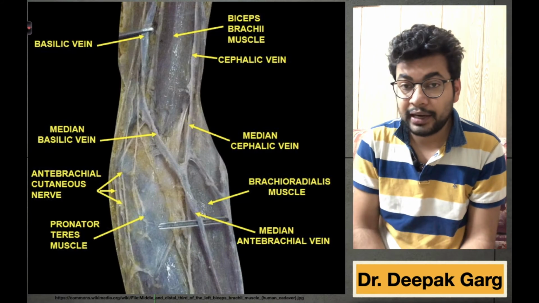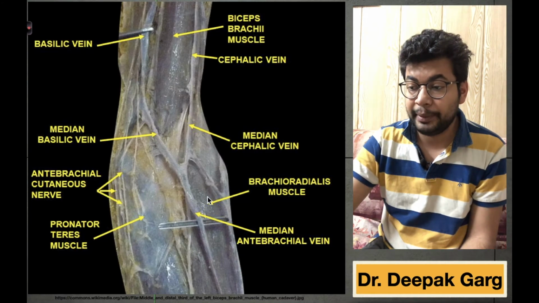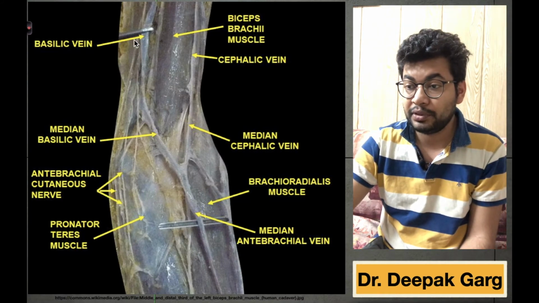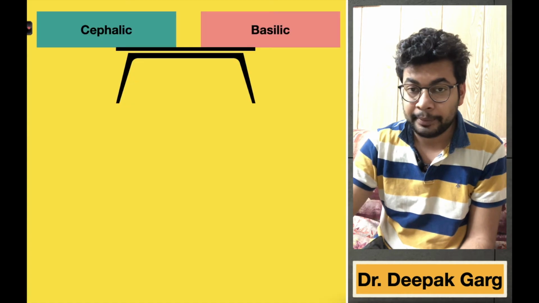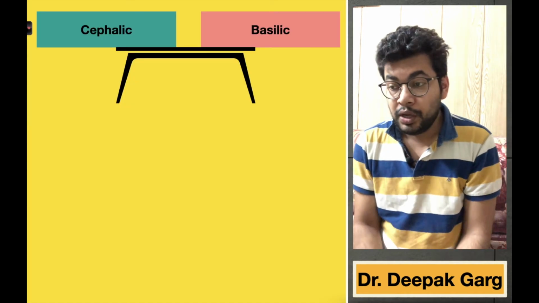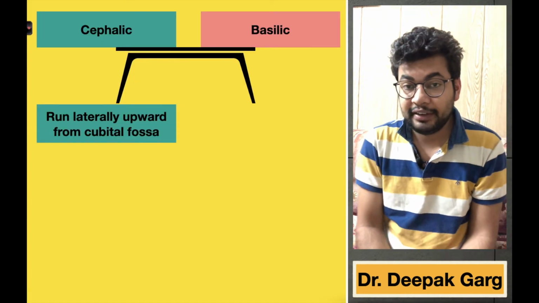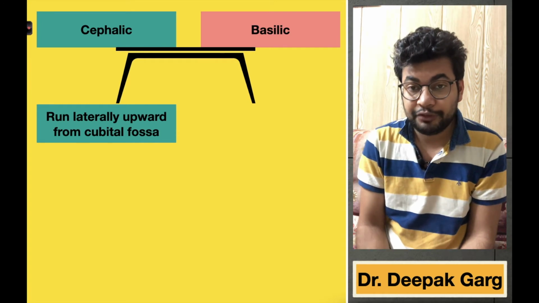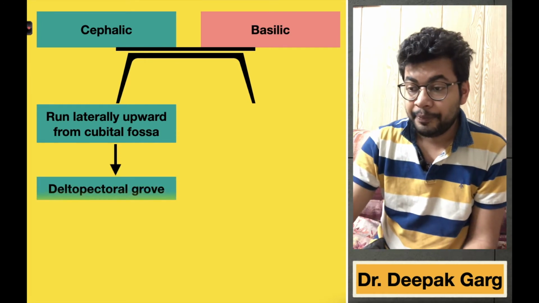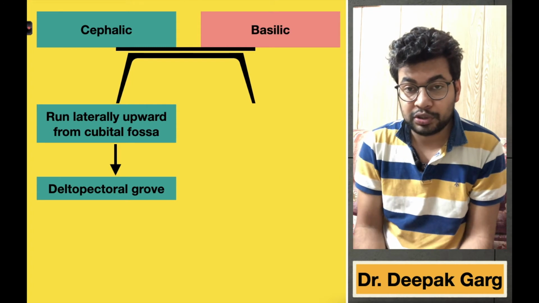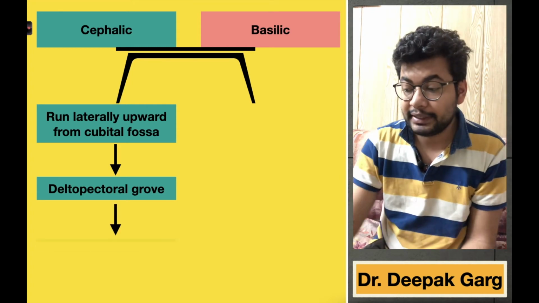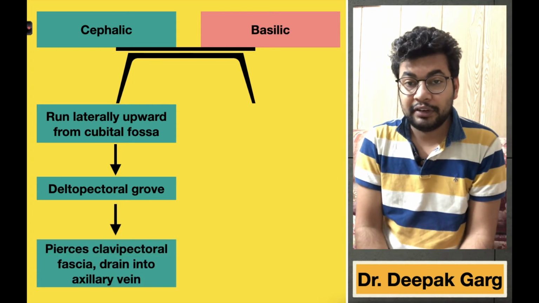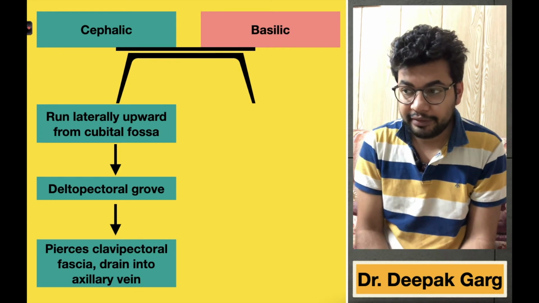So this is a dissection diagram. We can see here this is a median antebrachial vein draining into the basilic via the median basilic vein and into the cephalic via the median cephalic vein. When we talk about the cephalic vein, it runs laterally upward from the cubital fossa. It passes through the deltopectoral groove. It pierces the clavipectoral fascia and ultimately drains into the axillary vein.